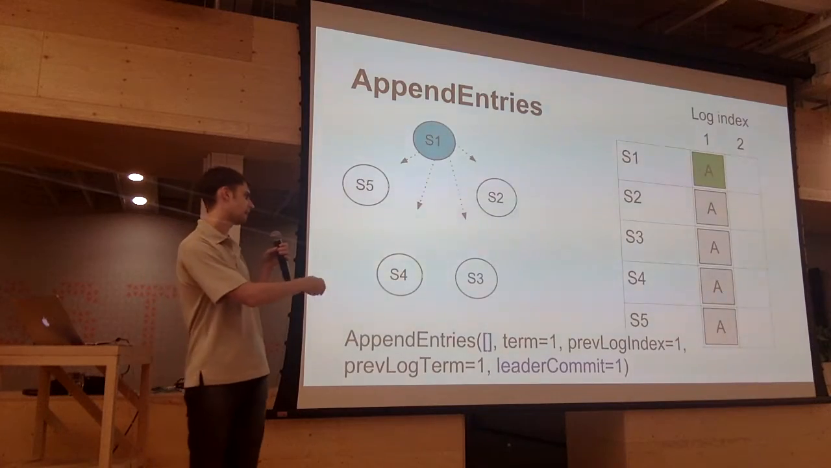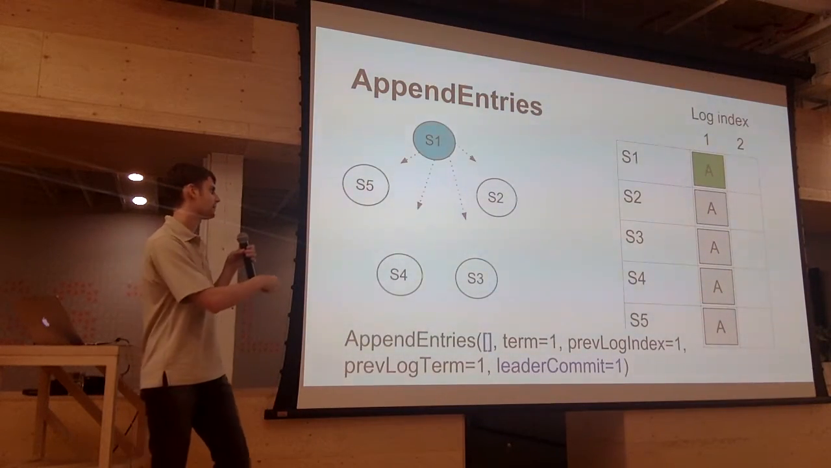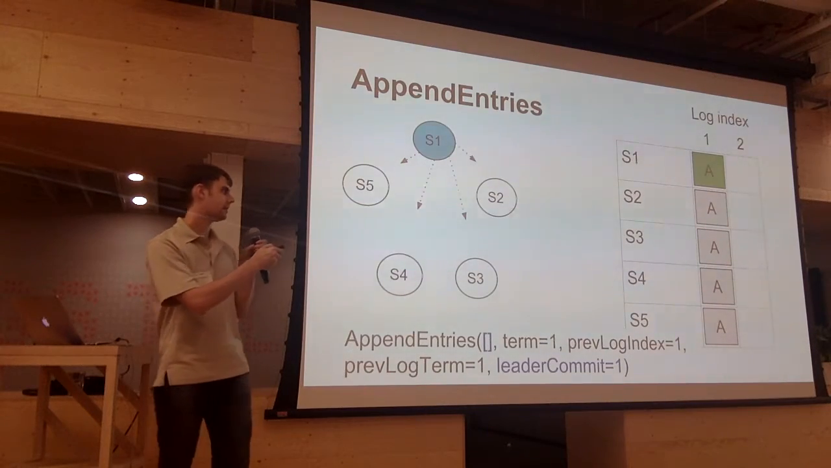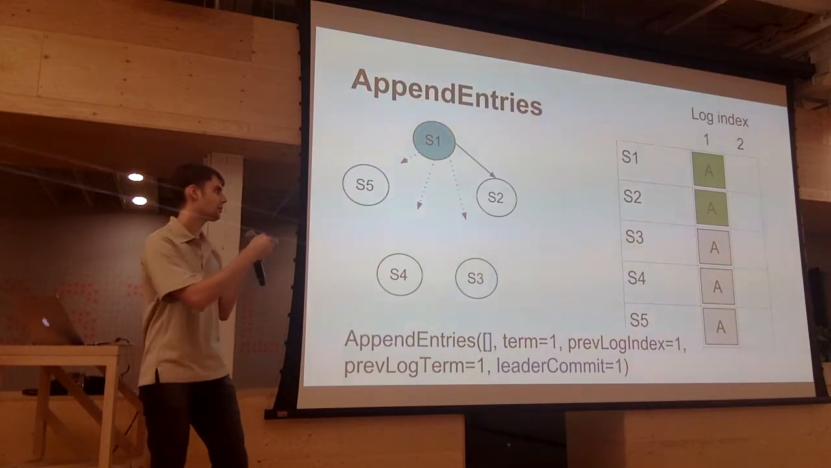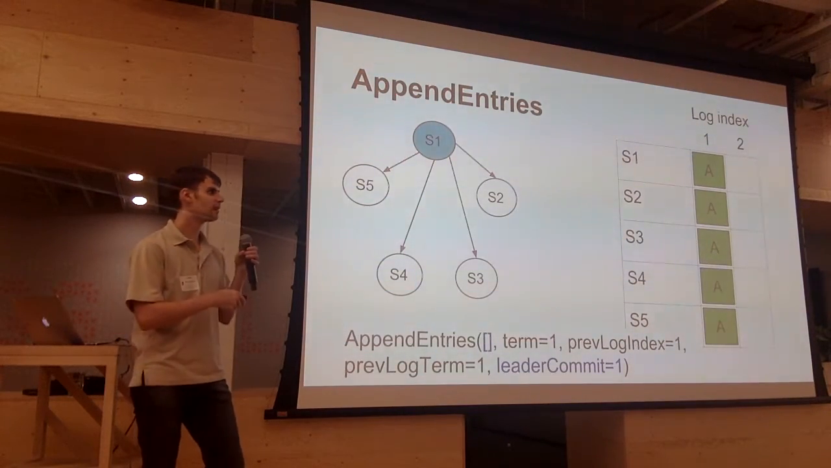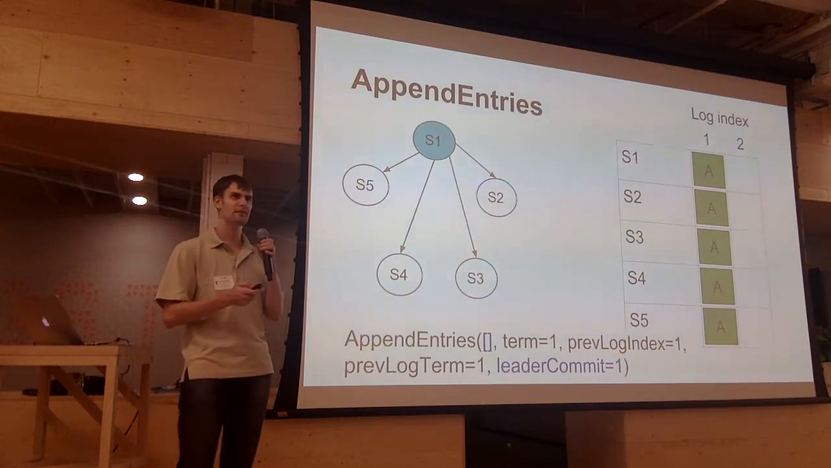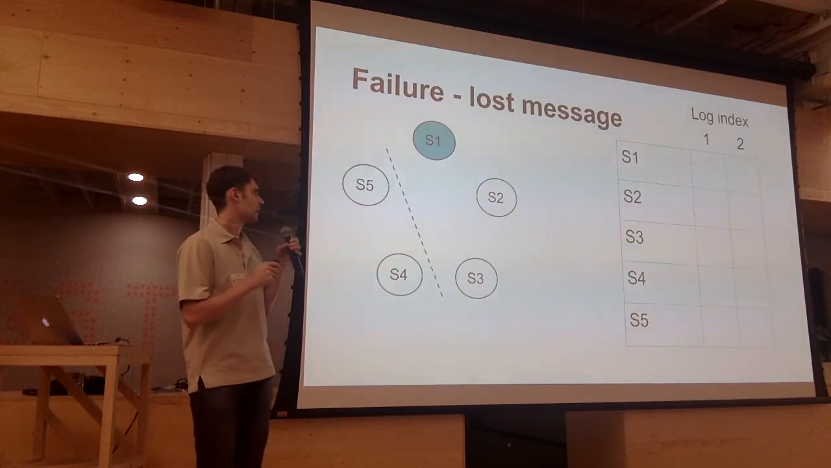So in this case, you do an append entries call, you pass in an empty array of things to append, and you also give them the leader commit index. So once they receive it, then they know that server 2 knows that the entry was committed. Same with all the followers. More questions before I go into failure cases? All right. First failure case.